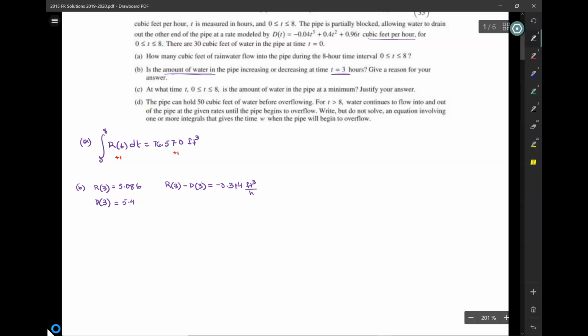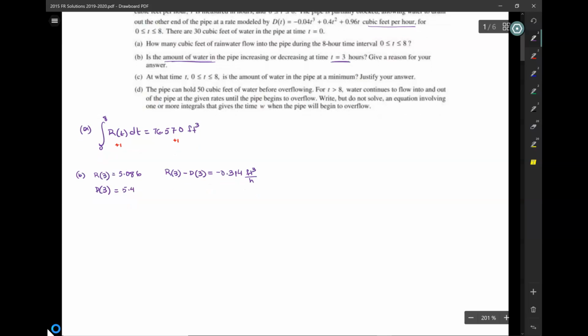Now it says, is the amount of water in the pipe increasing or decreasing? So now we say, since R of 3 minus D of 3 is the rate of change of the amount of water in the pipe, and since this is less than 0, the amount of water in the pipe is decreasing.